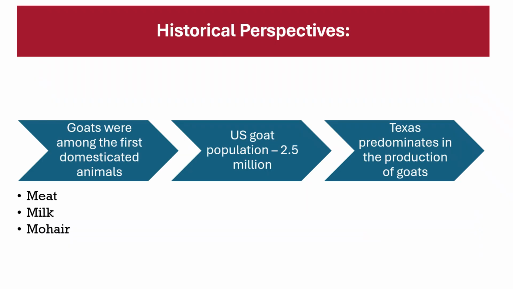So goats were among the first domesticated animals, and this was due to getting products like milk, meat, mohair. So US goat population currently is 2.5 million, with 80% actually being the meat goats. Texas predominates in the production of goats.